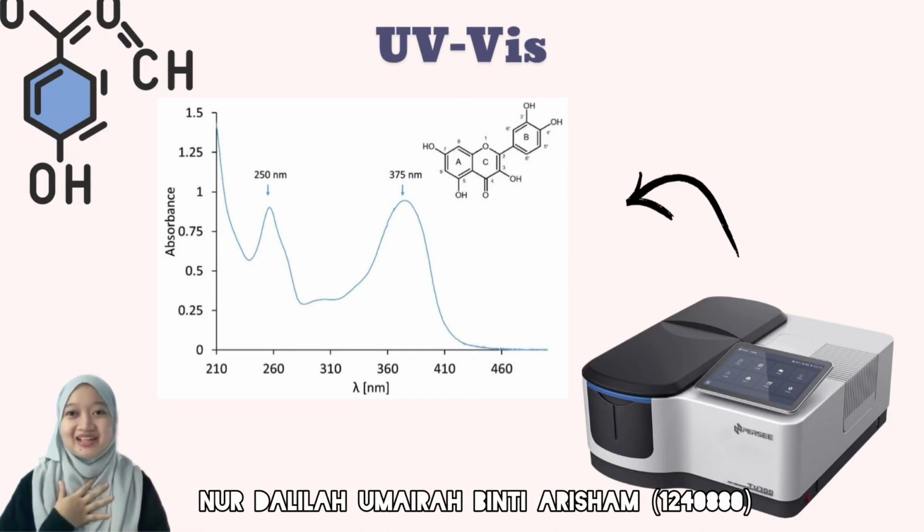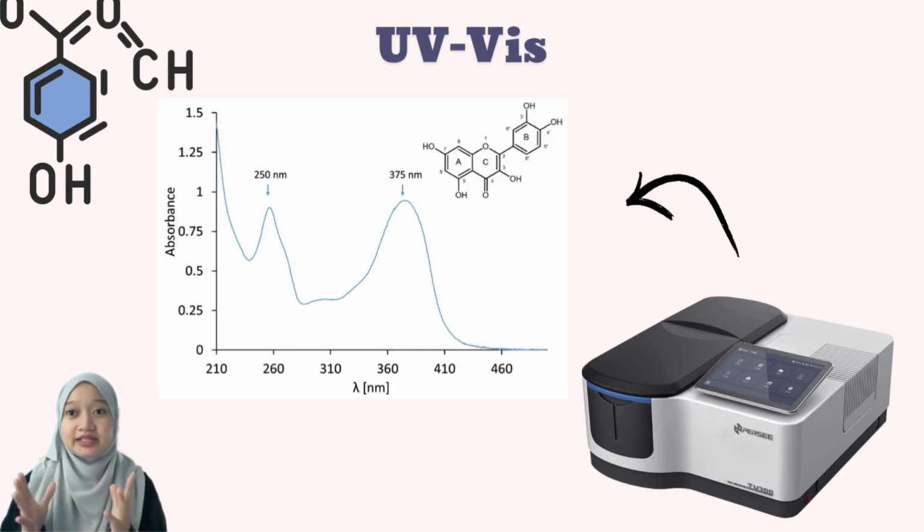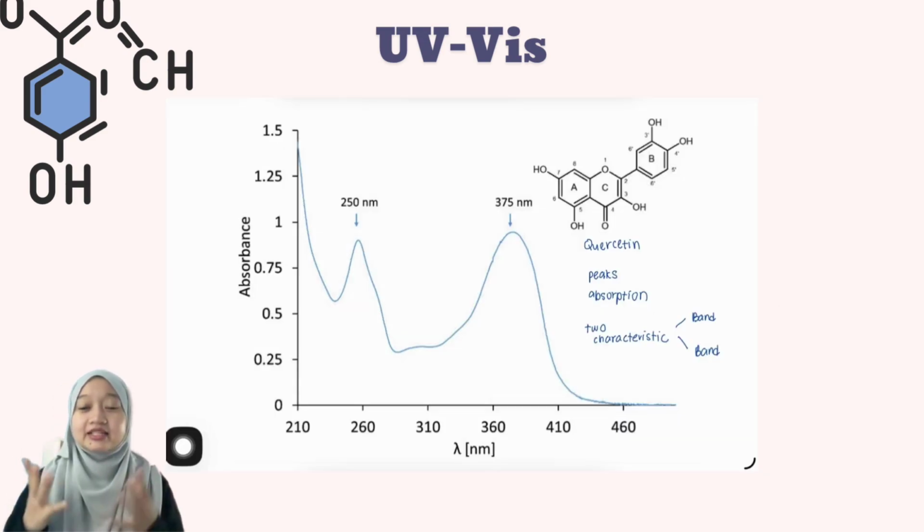Hi, I'm Dalilah. I will explain the UV visible absorption spectrum of quercetin, a naturally occurring flavonoid found in many fruits and vegetables. UV visible spectroscopy helps us understand how molecules interact with light by showing the wavelengths they absorb. The spectrum acts as a molecular fingerprint that provides information about the electronic structure of the compound. First, let us look at the graph.